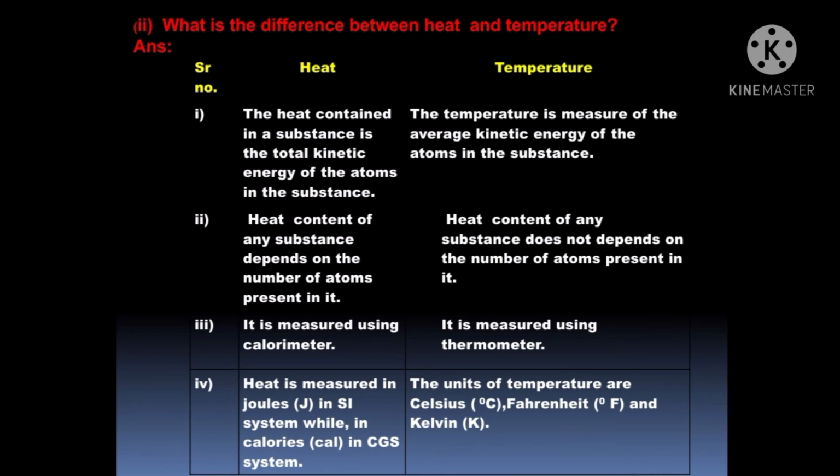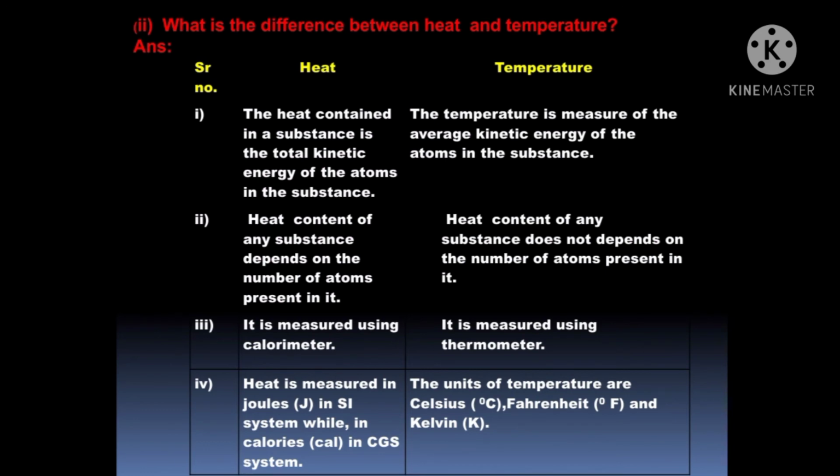So students, what happens in heat? Heat content of any substance depends on the number of atoms present in it. And in the case of temperature, it does not depend on the number of atoms present in it. Third one, it is measured using a calorimeter. We know, students, a calorimeter is the apparatus which is used to measure the heat of an object. And in temperature, a thermometer is a device which is used to measure the temperature.